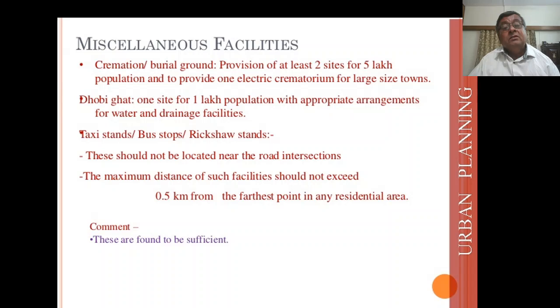Dhobi Ghat, that is washing place, 1 site for 1 lakh population with appropriate arrangements for water and drainage facilities. Taxi stand, bus stand, rickshaw stands should not be located near the road intersections. The minimum distance of such facilities should not exceed 0.5 km from the farthest point in any residential area. Comment, conclusion or suggestion: these are found to be sufficient.